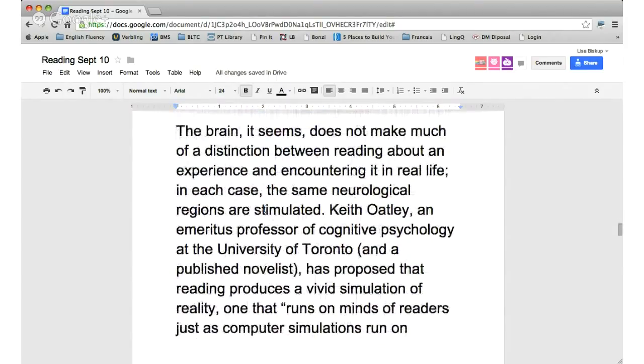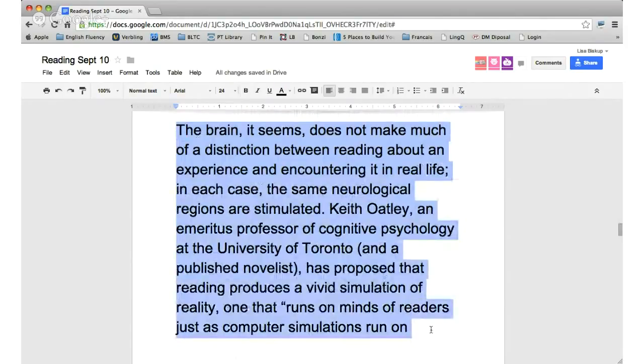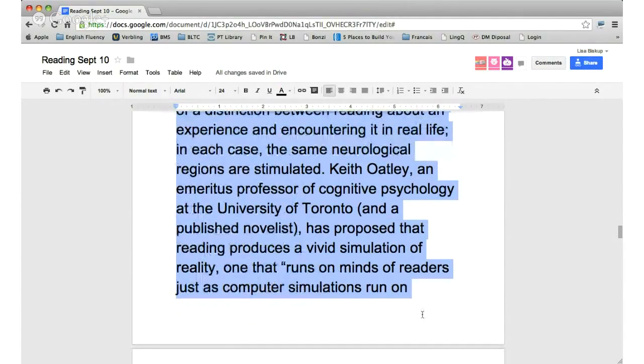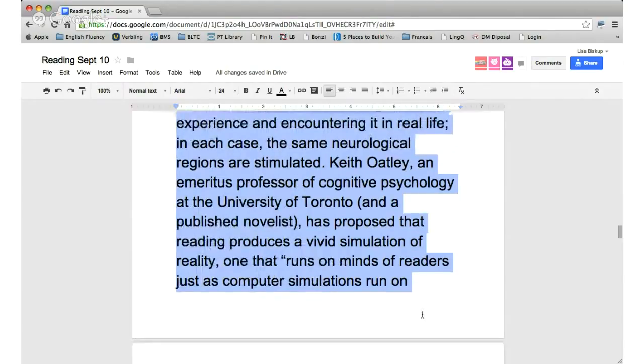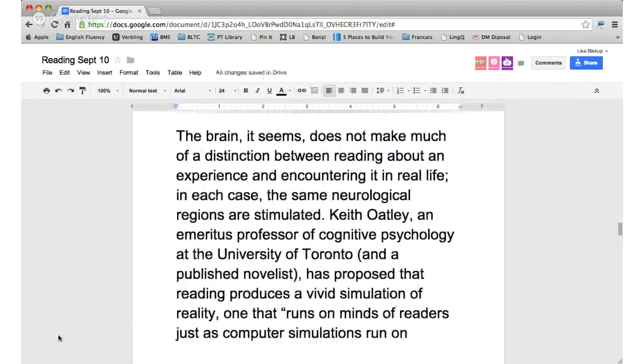The brain, it seems, does not make much of a distinction between reading about an experience and encountering it in real life. In each case, the same neurological regions are stimulated. Keith Oatley, an emeritus professor of cognitive psychology at the University of Toronto and a published novelist, has proposed that reading produces a vivid simulation of reality, one that runs on minds of readers just as computer simulations run on computers.